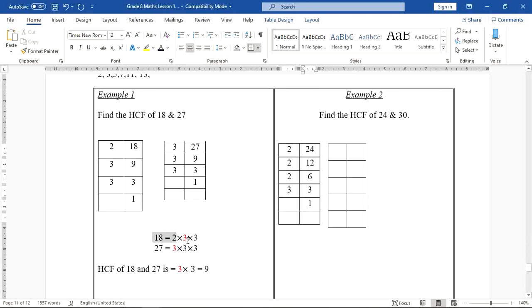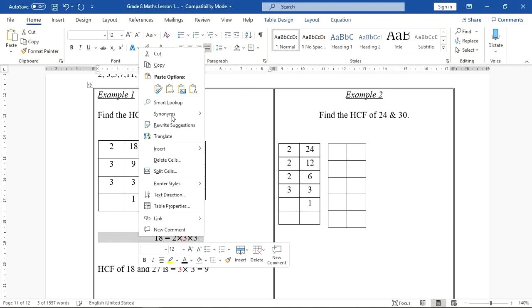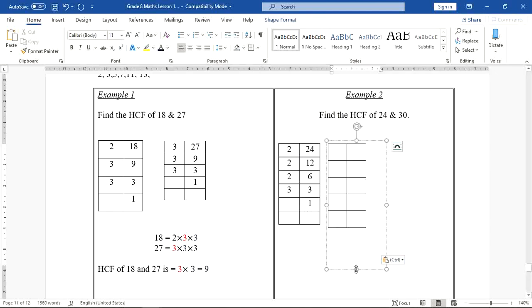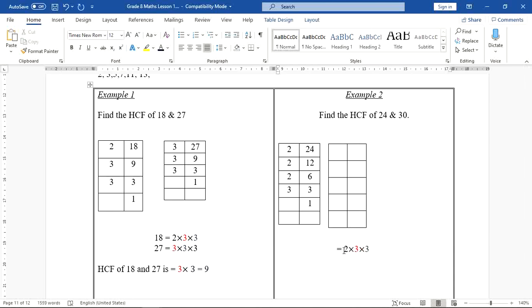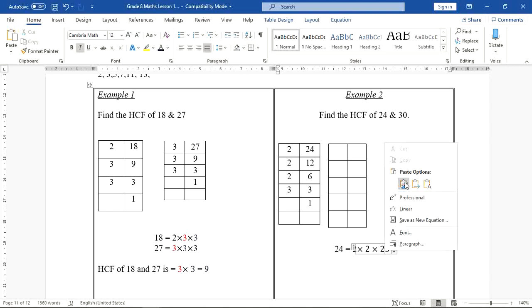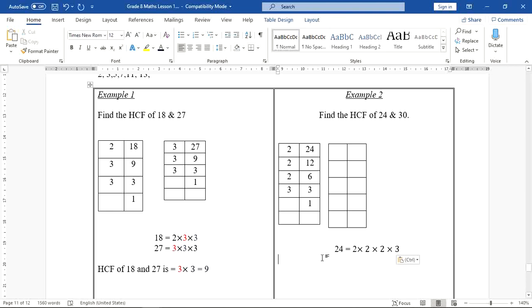3. So if you can allow me to copy this so that I don't waste time typing. So I can now say that 24 is equal to 2 times 2 times another 2 and then times a 3. I just need a sign, copy this, put it there, paste it. So that's 24. So we do the same thing with 30.